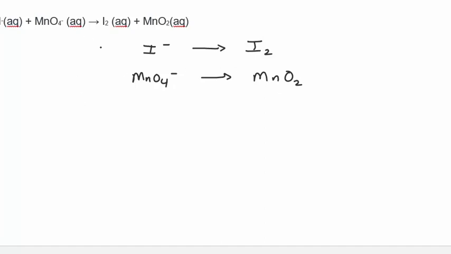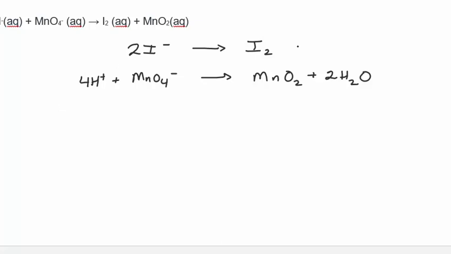Now I need to balance all elements other than oxygen and hydrogen. Now that's done. And now I'm going to balance the oxygens, then the hydrogen. First I balance oxygen by adding water. So I add 2 water to the product side of the manganese half reaction in order to balance those oxygens. Now I need to add hydrogen ions in order to balance the reactant side. Now I'm going to balance charges.